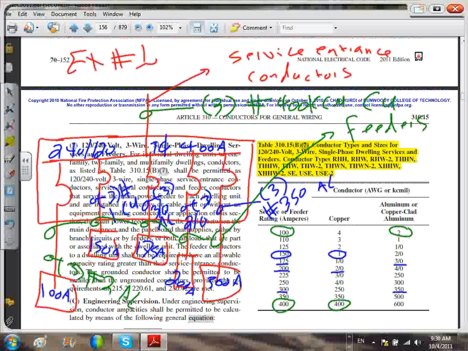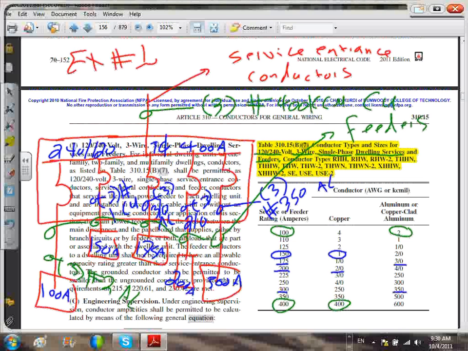Feeders or service, how do I know? Because it says it here: single phase, dwelling services only, feeders and service and feeder conductors, and single phase 3-wire, 120/240. Can I use it for 120/208 single phase? No. Do we have 120/208 single phase? Yes, it's coming from a 3-phase system. Any questions, guys, about how to use this table?